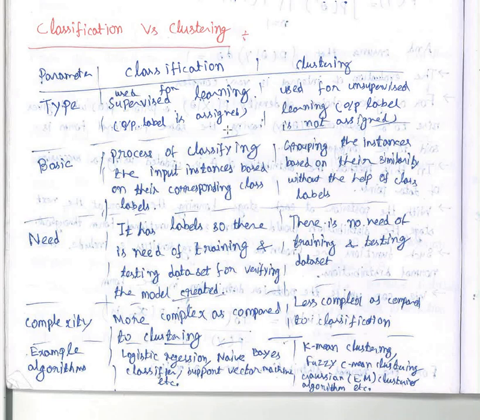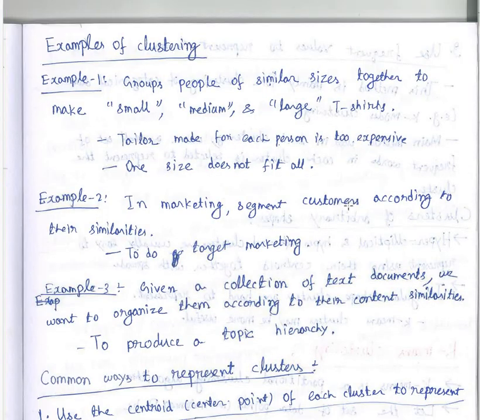Welcome. The topic is classification versus clustering. Classification is in supervised learning, where we have the labels and we classify the data according to the labels. Clustering is unsupervised. We don't have labels. We cluster it based on some similarity measures.